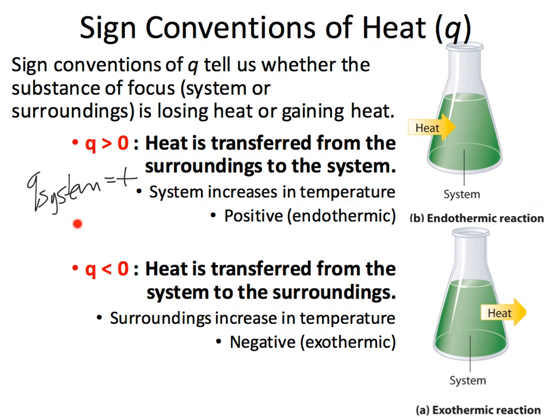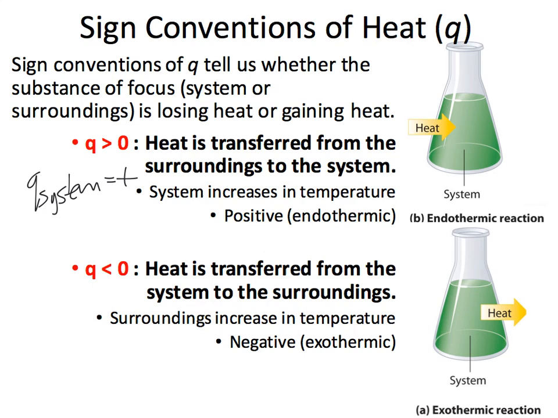Now, the only way that system can gain heat, if we again look at the law of conservation of energy, is by loss of heat from the surroundings. So the surroundings have to lose thermal energy in order for the system to gain thermal energy, meaning that heat travels into the system. Now, what that means, because the system is gaining thermal energy and it's increasing its heat, we call that endothermic. Okay, so endothermic means that the system is taking in thermal energy.